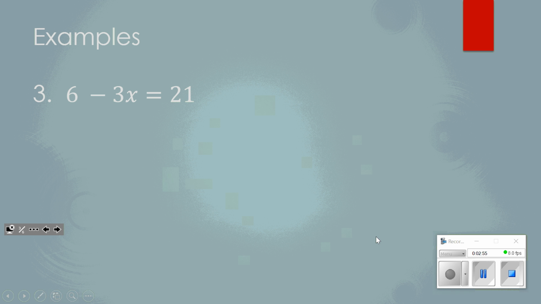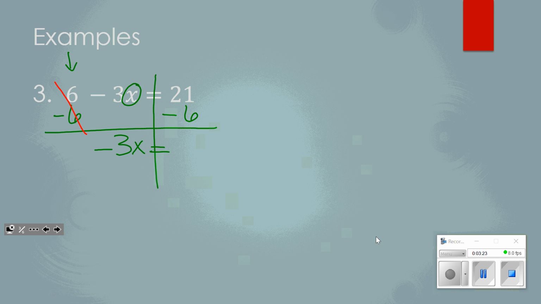Example 3, 6 minus 3x equals 21. Let's circle the variable and draw our line. So we're going to get rid of this 6 first. And to make 6 go away, we have to subtract 6 because it's a positive 6. So we're going to subtract 6 from both sides. Pick up your cancel pen. Cancel out the 6's. So we have negative 3x equals 21 minus 6 is 15.